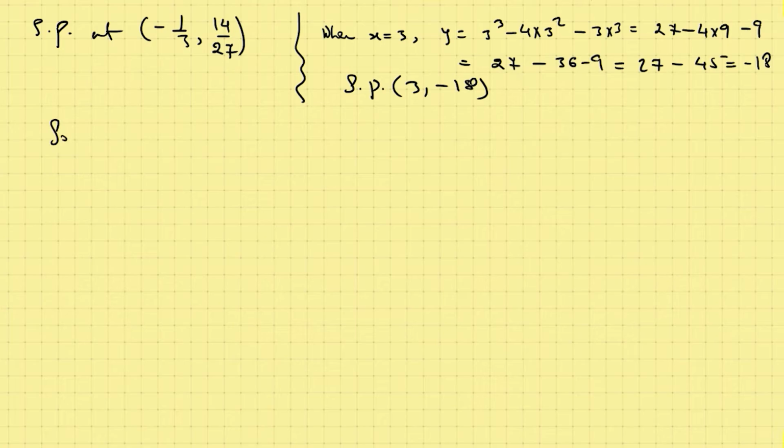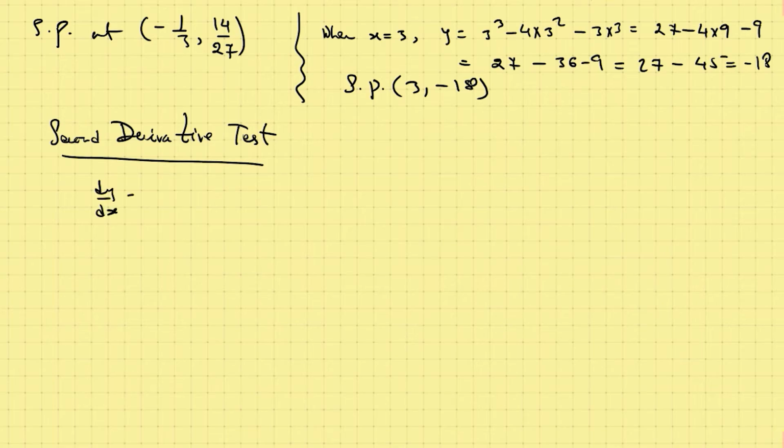We're going to use the second derivative test to determine their nature. Well, we know what the first derivative was. We just worked that out. The first derivative was 3x squared minus 8x minus 3, which then tells me the second derivative is going to be, because I just differentiate the first derivative, 6x minus 8. And now we work out the second derivative at the two stationary points.